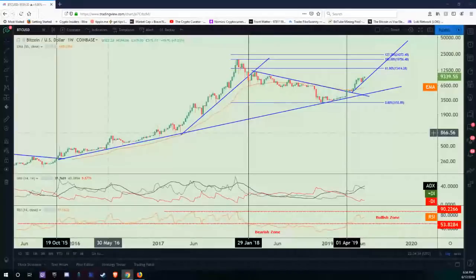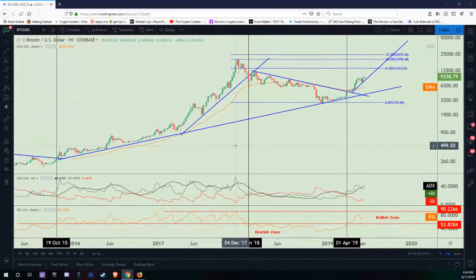All right. Let's look at the weekly chart here. Couple of things I got on here. All the blue lines are different trend lines. The orange line is the 55 exponential moving average. I got the ADX here, which is the black line. The green line is the positive directional index. The red line is the negative directional index. And down here, this orange line is the RSI. And then, of course, I got a bullish zone and a bearish zone, and I'll explain that in a second.